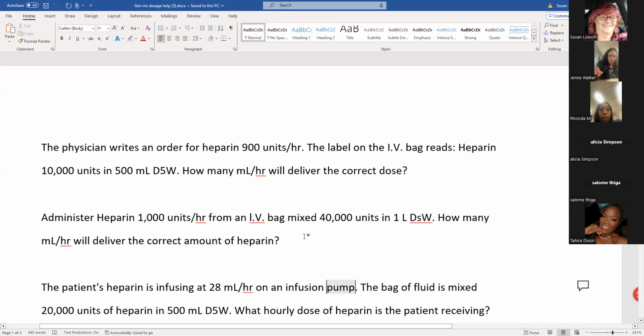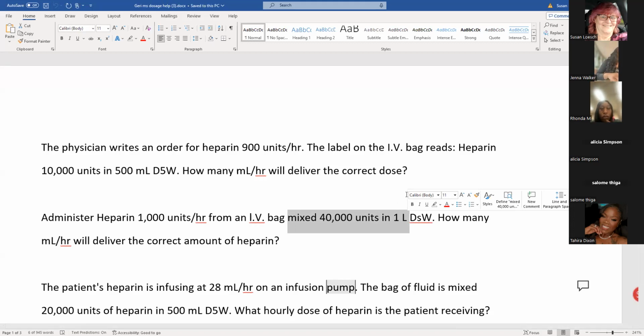Administer, mixed bag, 40,000 units in 1 liter. So you have 40,000 units per 1,000 mLs, right? Yes. Everybody see that? Doesn't matter how this is written. You have to be able to see that it's there. Right here it says that you have 40,000 units in 1 liter. So that means you have 40,000 units per 1,000 mLs. That needs to be in mLs in order for you to end up in mLs per hour, right?